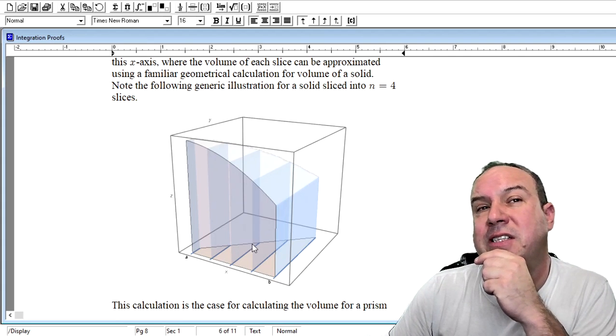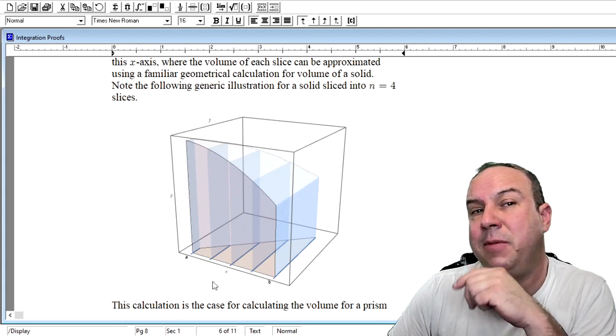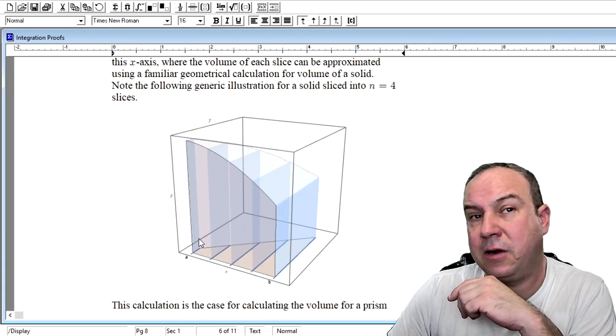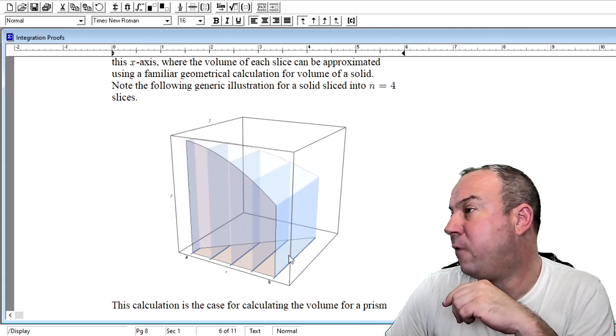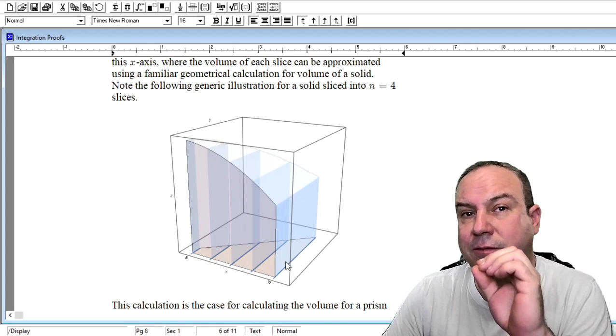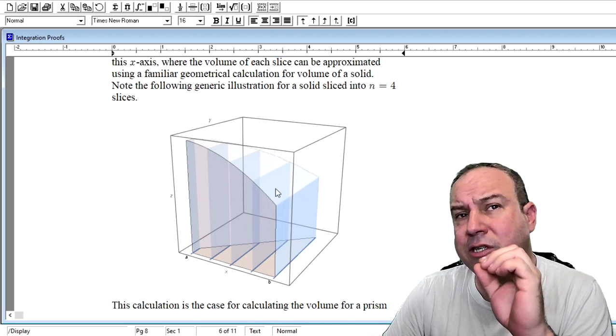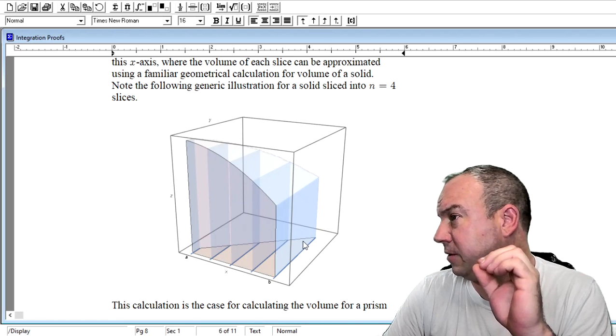And what we are doing is slicing it up into n subintervals on this interval from A to B. Here I've sliced it into 1, 2, 3, 4 subintervals in my illustration. And you can see how that region of space is being sliced with those cross sections. All right?